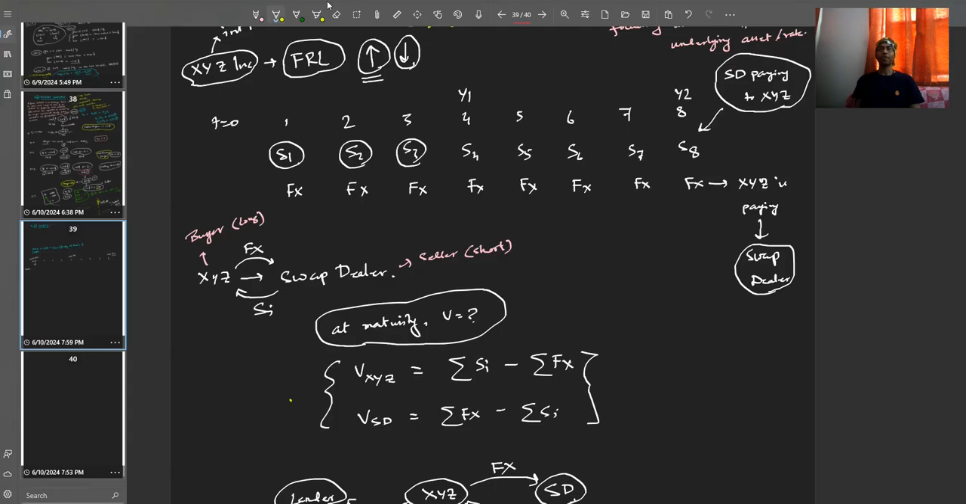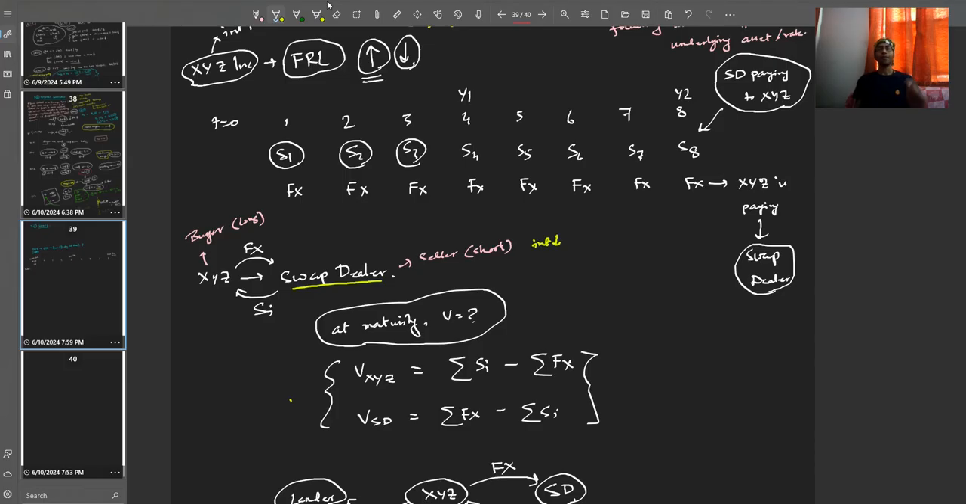Let's say if interest rates fall, who benefits, friends? The one who is paying the variable payments in this swap. Who is paying the variable payments? The swap dealer is paying the variable payments. So, the swap dealer has a short view of the interest rates.